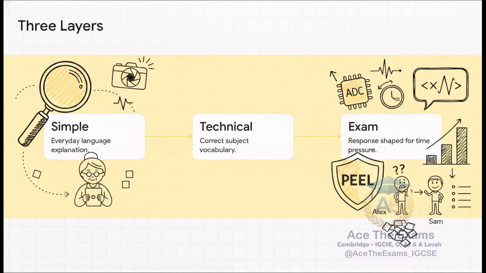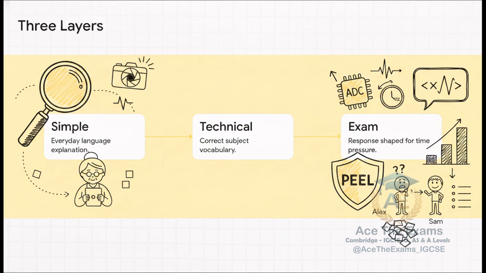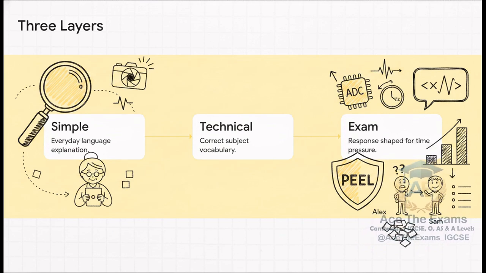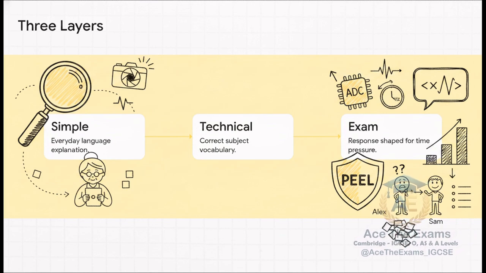Moving systematically through these layers is how we transform those brutal red pen marks on Alex and Sam's papers into beautiful green check marks. Let's walk through these 3 stages of mastery. Step 1 is the simple explanation using everyday language. Think of it like explaining sound sampling to a friend who doesn't study computer science. You just say it's like taking quick snapshots of music.